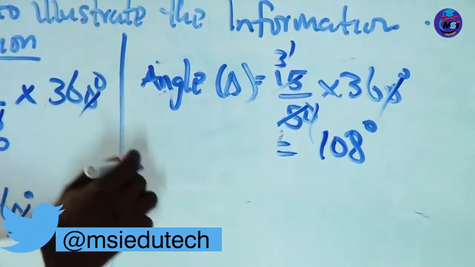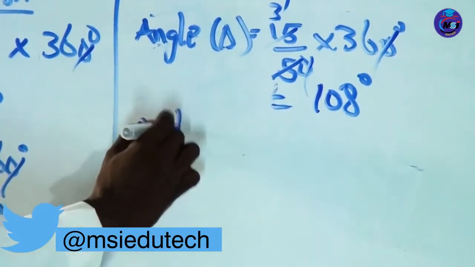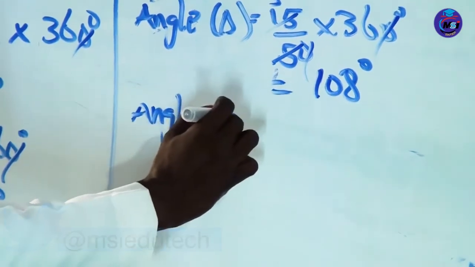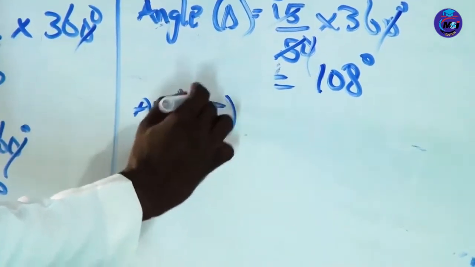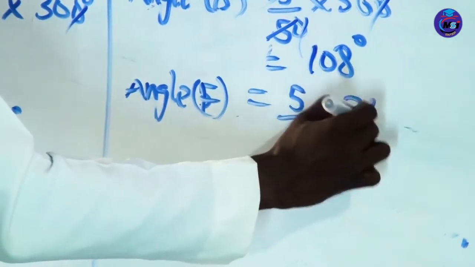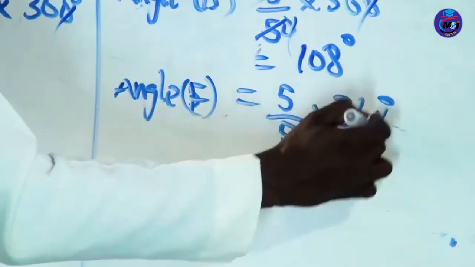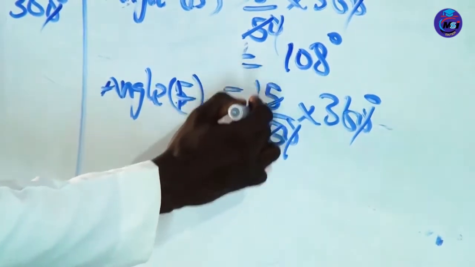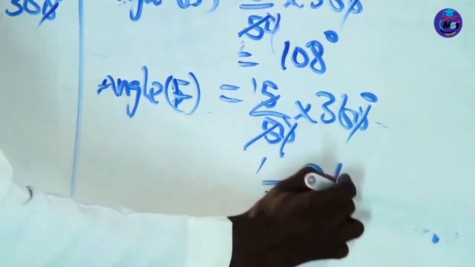Okay, for the last one, which is F, angle F will give us 5 all over 50 multiplied by 360 degrees. 0 cancels 0, 5 here 1, 5 here 1. It will give us 36 degrees.